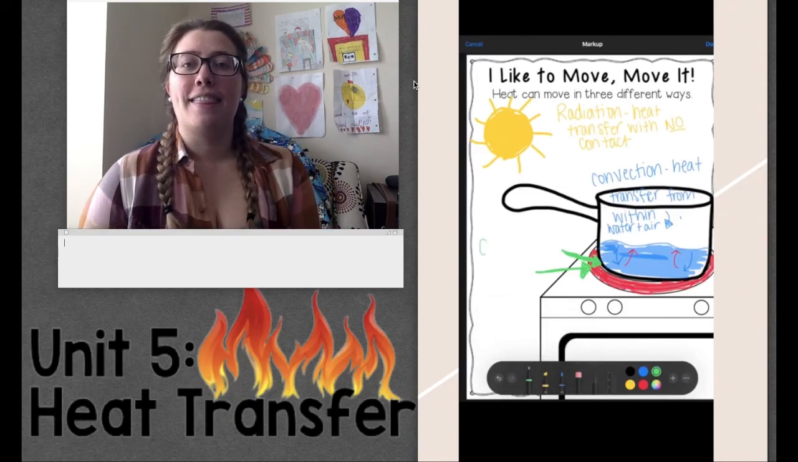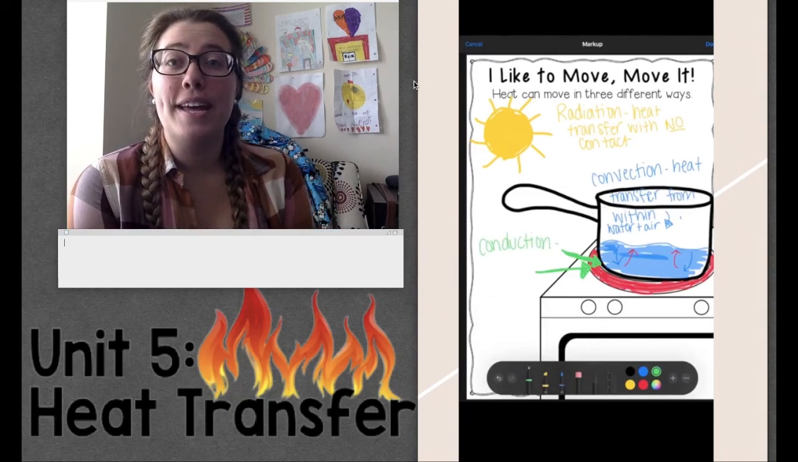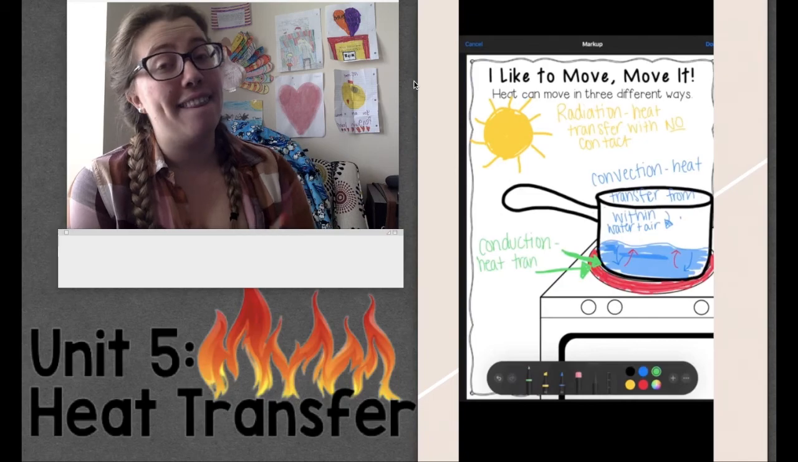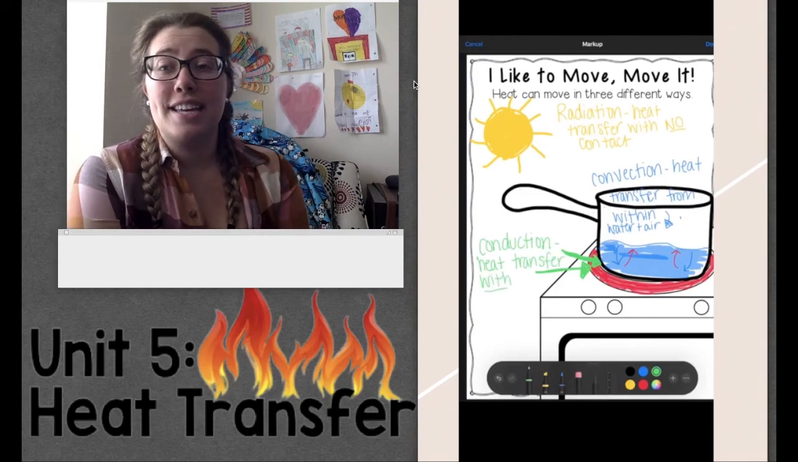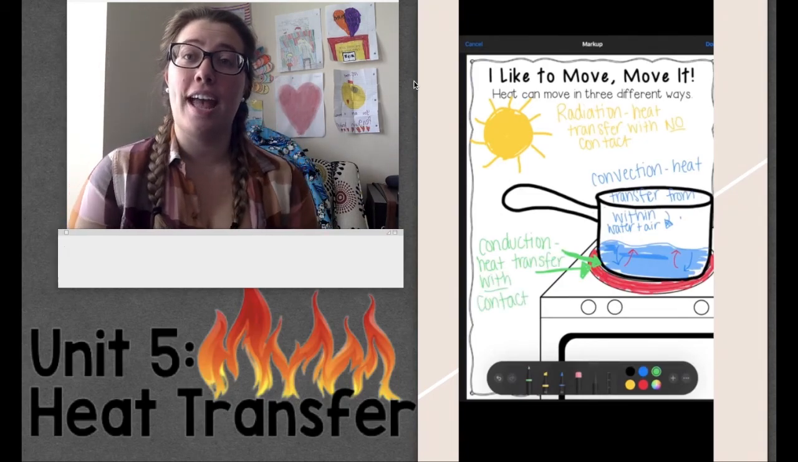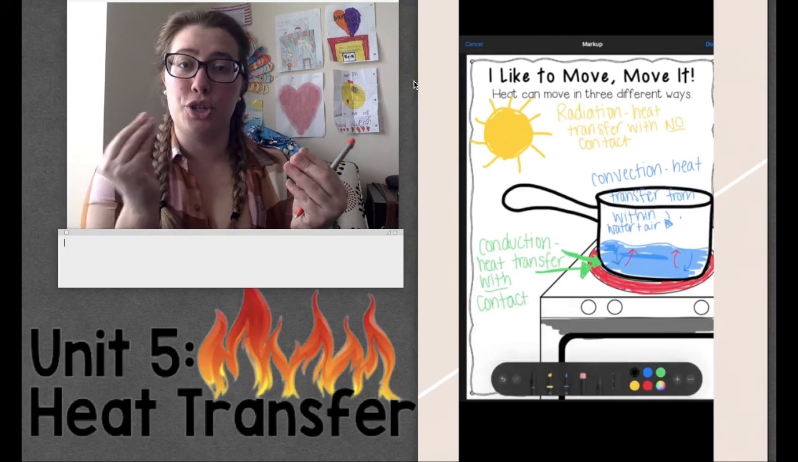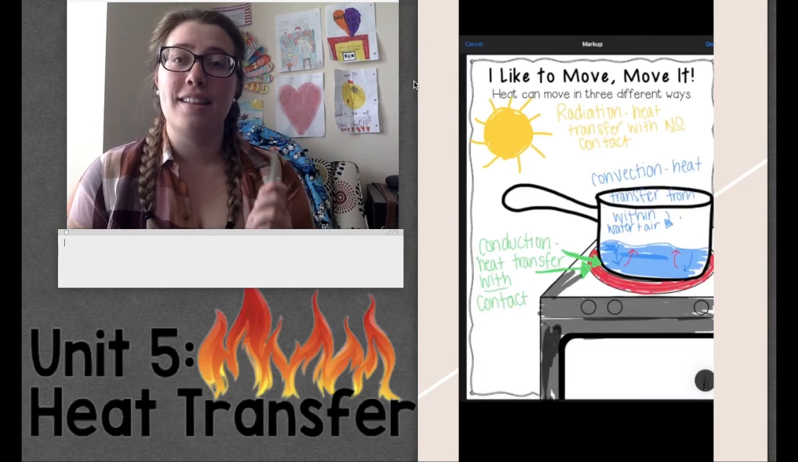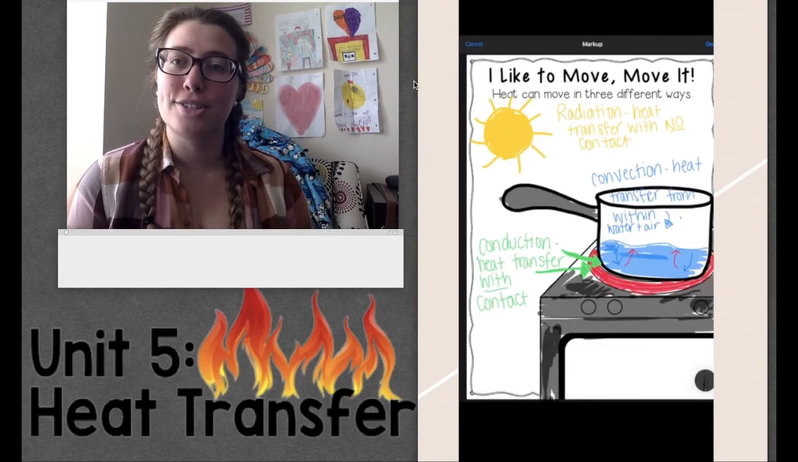Third way that heat can move is by conduction, and that is by touch. That is when 2 objects are touching and the heat from one transfers to the other object, like in this picture, the pot on the stove.